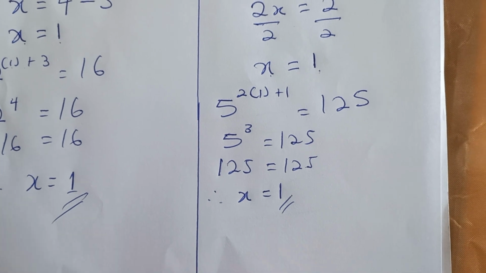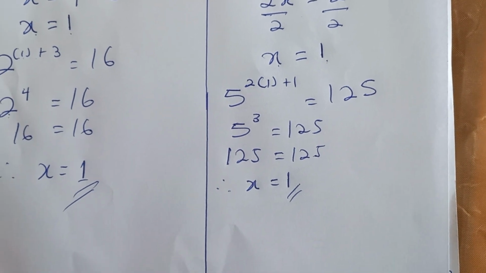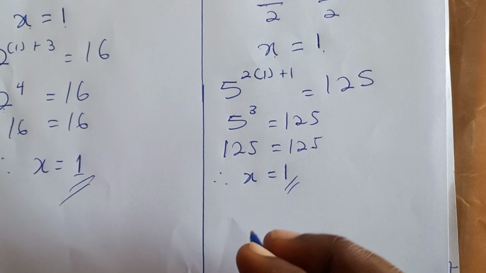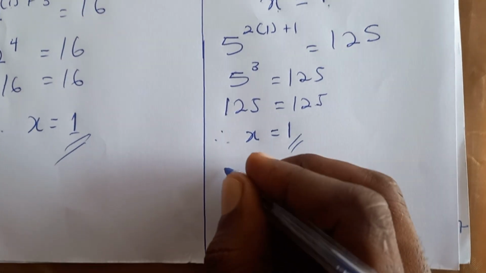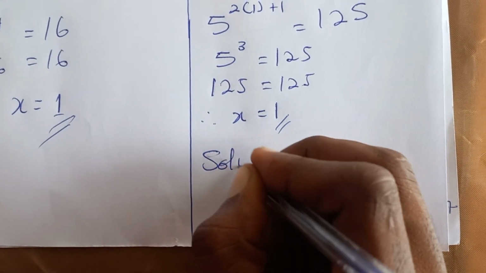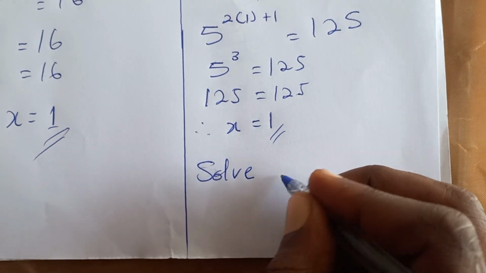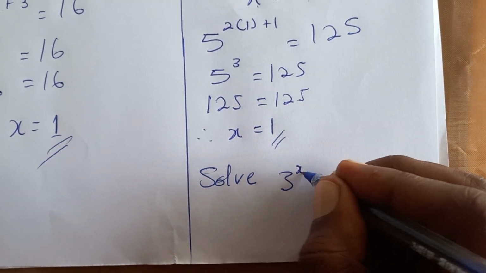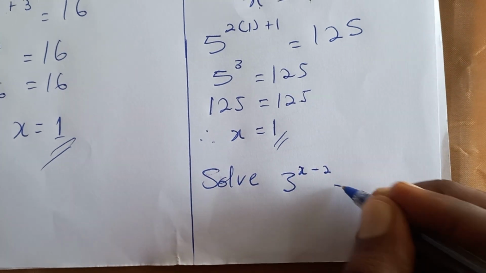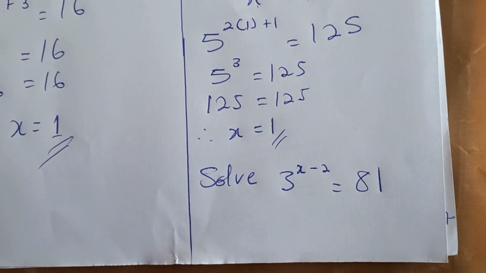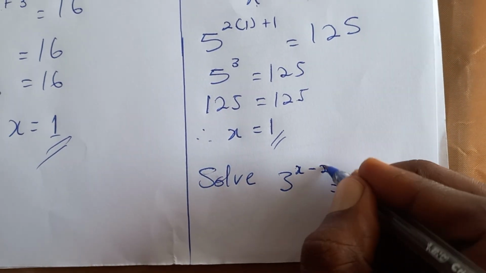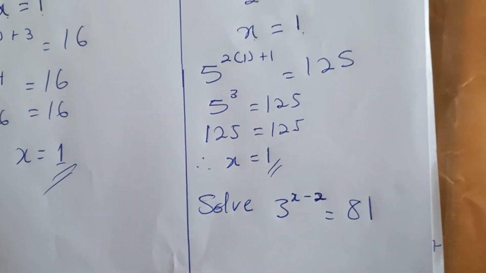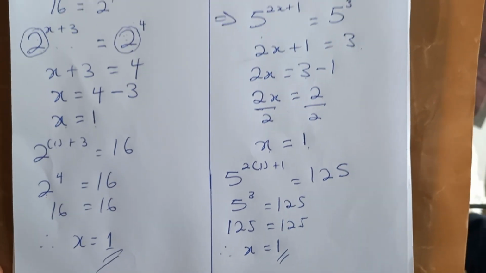Now let me give you an example so that you solve it. When you finish, you comment with the answer, and we check it for you. So you have to solve 3 exponent x minus 2, which is equal to 81. Try your hands on this equation and make sure you comment the answer.